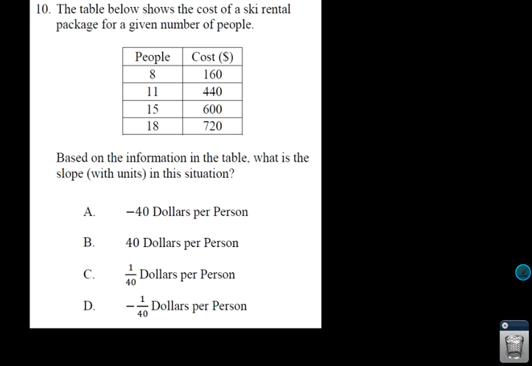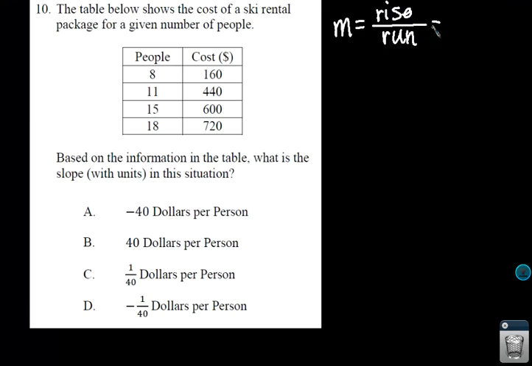Number 10 says the table below shows the cost of a ski rental package for a given number of people. Based on the information in the table, what is the slope with units in this situation? So our slope represents what? Generally, not in this specific situation, but in general, slope represents the ratio of what to what? Rise over run, okay.